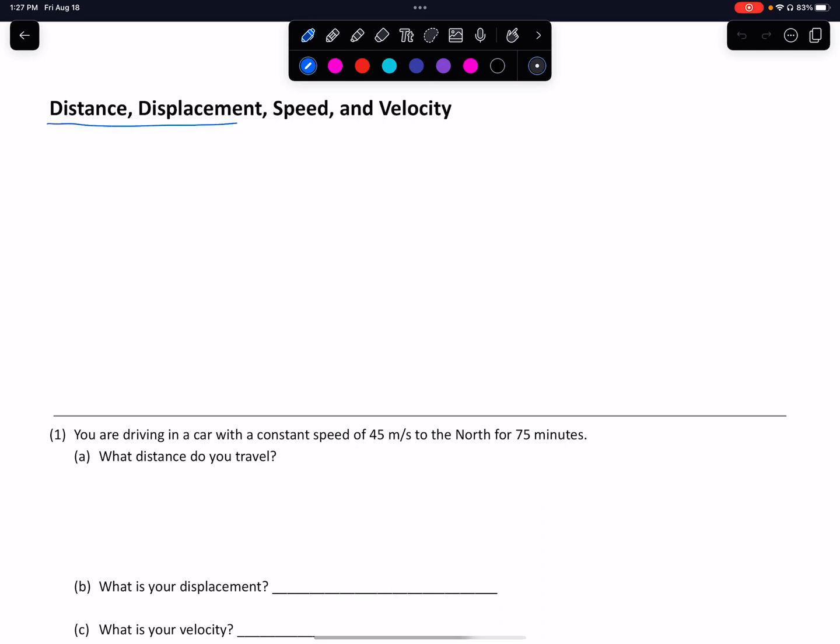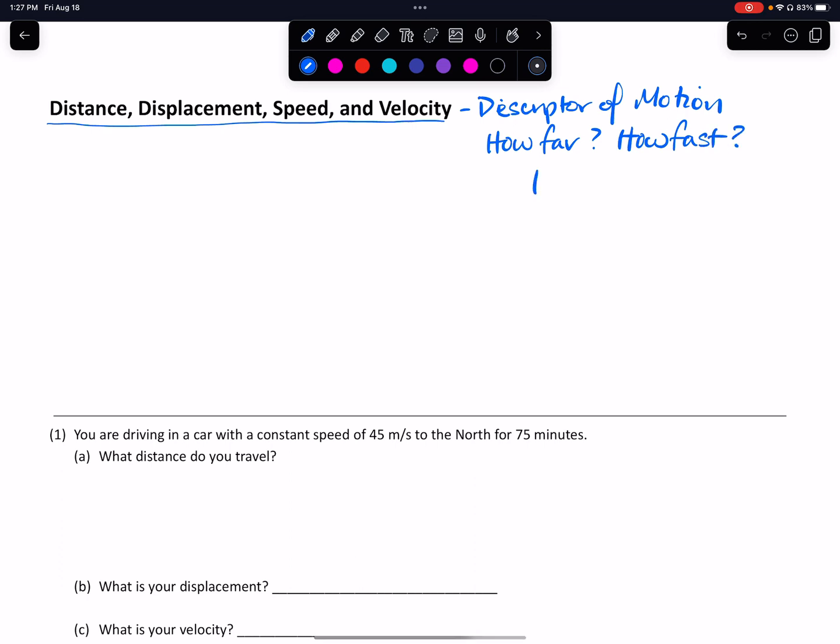All right, so let's start by talking about these four terms. These are all descriptors of motion. When we talk about the motion of an object, we ask a couple of questions like how far, how fast or slow, and sometimes how long. In other words, how long will it take our object to get where it needs to go? Those descriptors can be broken into distance, displacement, speed, and velocity. There's another one called acceleration, which we'll talk about in a separate video, but that's also a way to describe the motion of an object.